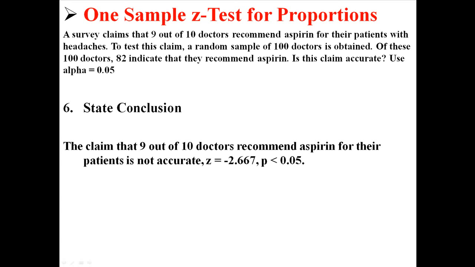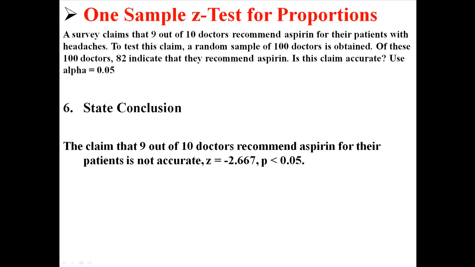By rejecting the null hypothesis, what we're saying is that the claim that 9 out of 10 doctors recommend aspirin for their patients is not accurate. That null hypothesis is not true, and the alternative must be. The alternative is that 9 out of 10 is not true. It must be something different. In this case, it looks more like 8 out of 10. That's not exactly true, but that's what it looks like. It's definitely not 9 out of 10.